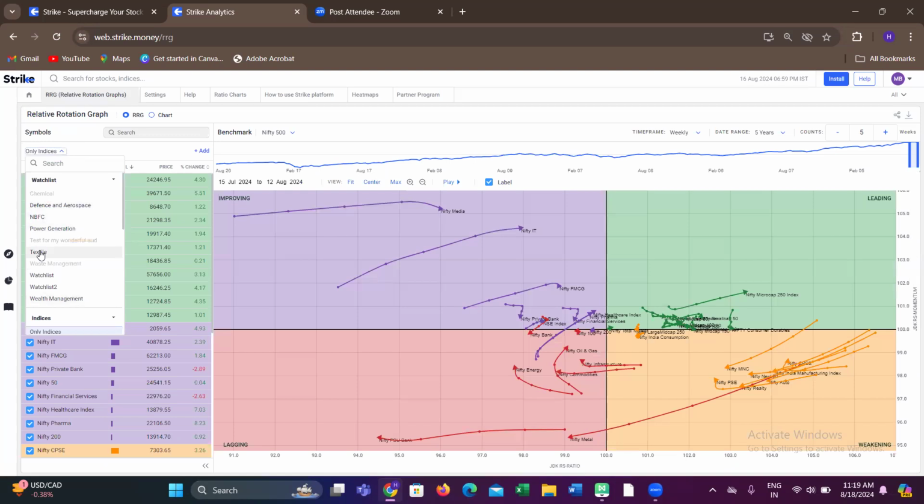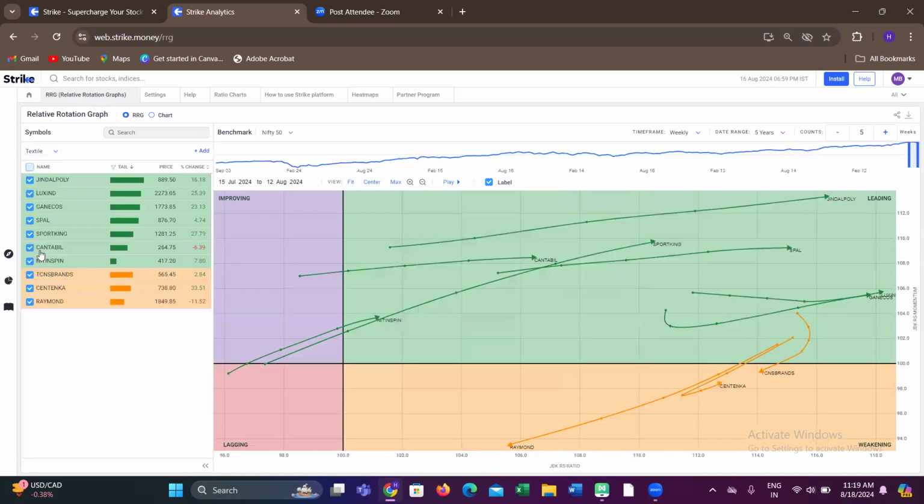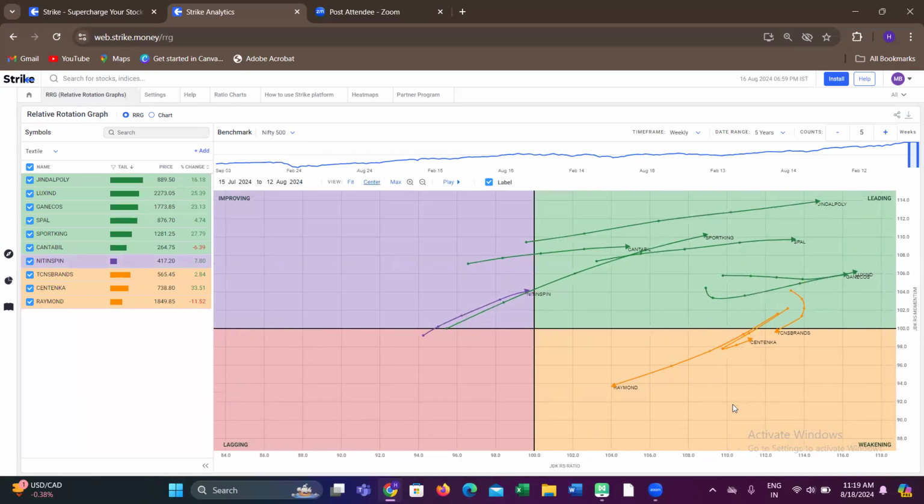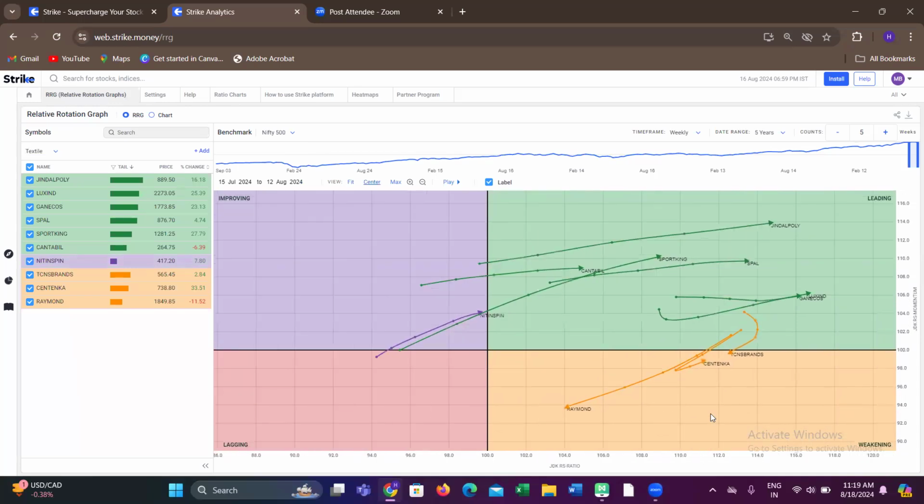So let's say I have uploaded for textile. So the moment I click on textile, I see all the stocks that I added are appearing over here. And I change my benchmark and time frame weekly. And I click on center and I see the status of all textile stocks currently. And these are not buy and sell recommendation, folks. Please don't consider it. So this is how you can play around with RRG chart.